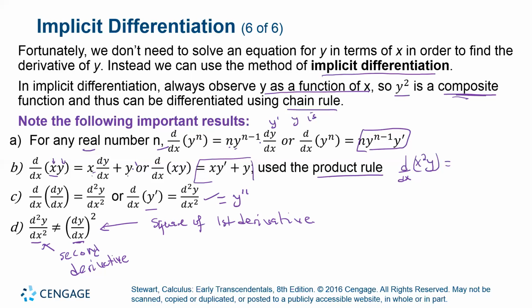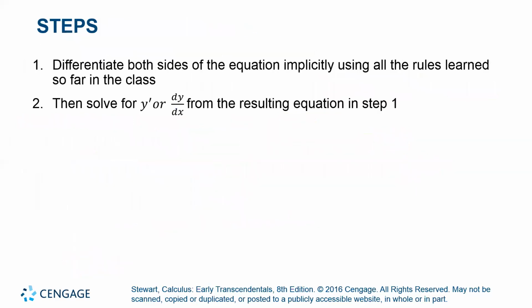All right. So we want to take the examples that I showed you, the circle and the following Cartesian functions. I want to differentiate them implicitly for you to see. Now these are the steps. What you do is differentiate both sides of the equation implicitly using all the rules that we have learned so far, especially the chain rule. And then when you finish, the second step is to solve for either y prime or dy dx from step 1.